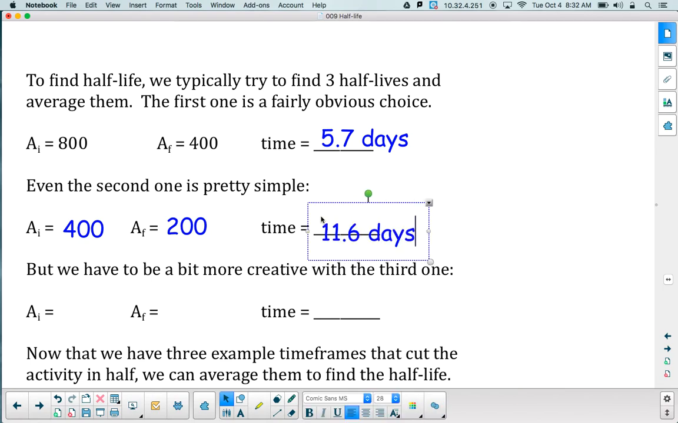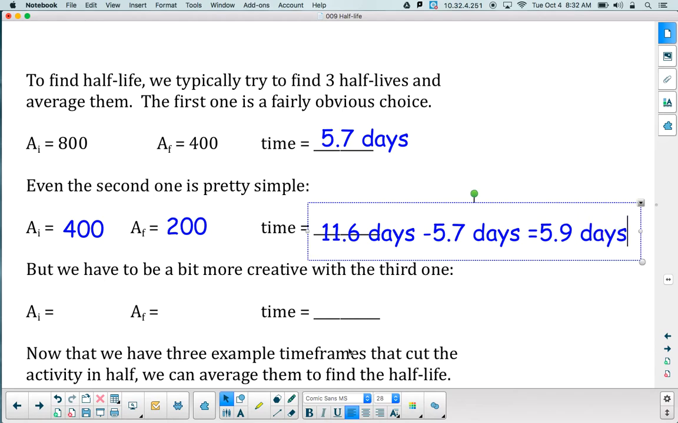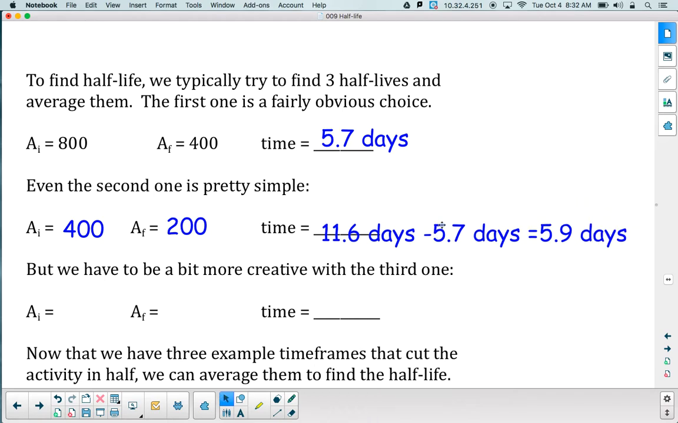So to find our second half-life, we have to do a little bit of subtraction here. It ended at 200 at 11.6 days, but it started at 400 at 5.7 days. So our second half-life lasts for about 5.9 days.